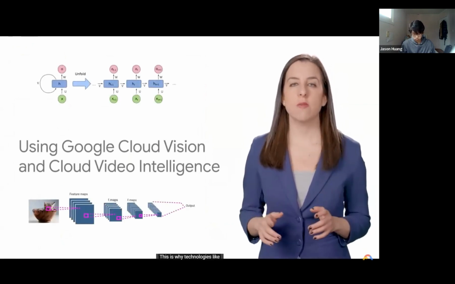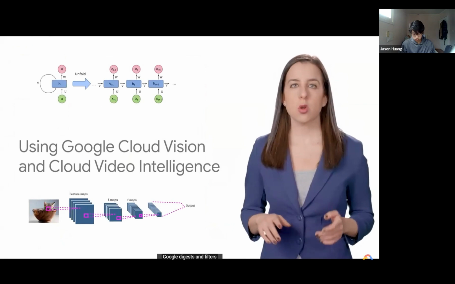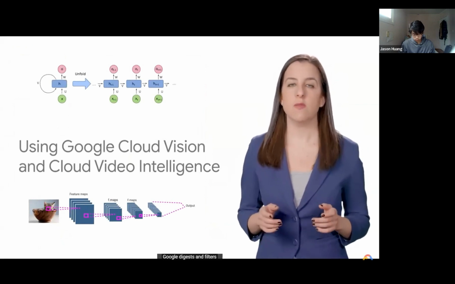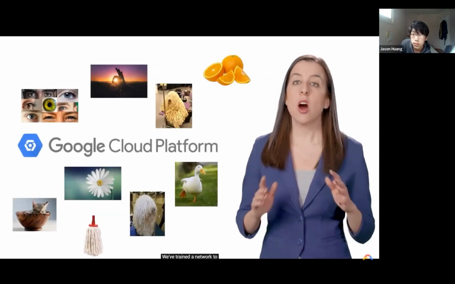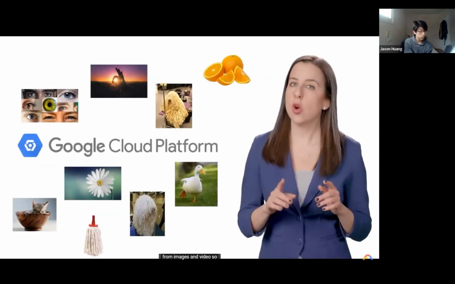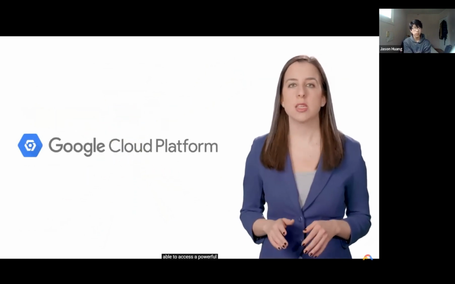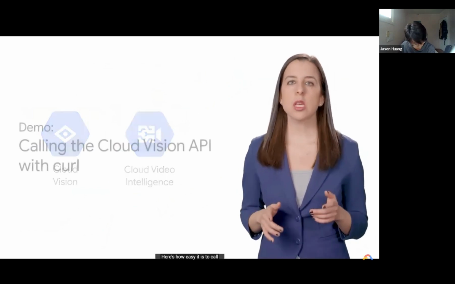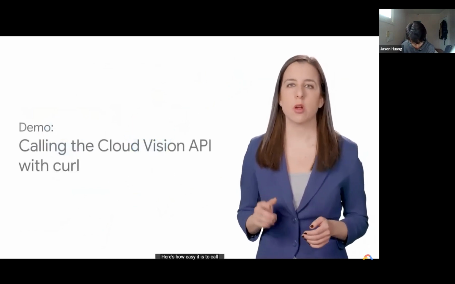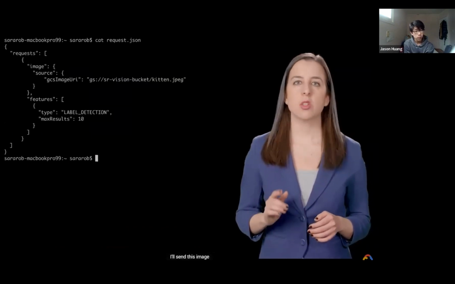This is why technologies like Google Cloud Vision and Video can help. Google digests and filters millions of images and videos to train these APIs. We've trained a network to extract all kinds of data from images and video so that your application doesn't have to. With just one REST API request, we're able to access a powerful pre-trained model that gives us all sorts of metadata. Here's how easy it is to call the Cloud Vision API with curl. I'll send this image to the API, and here's the response we get back.